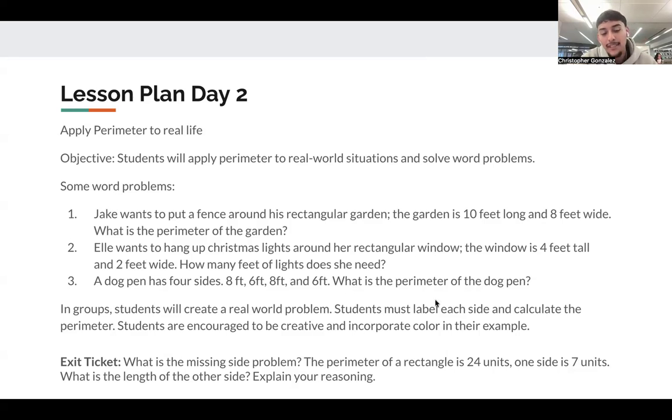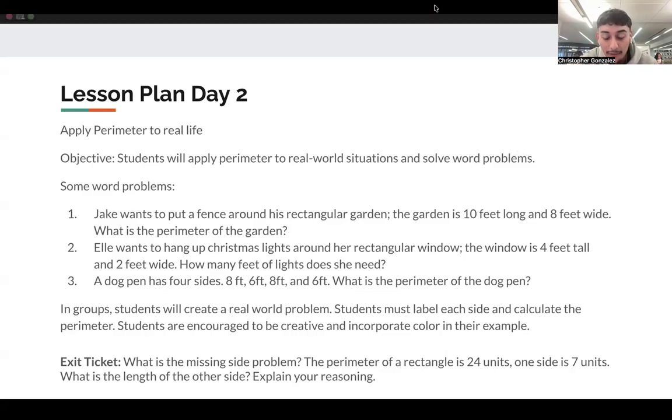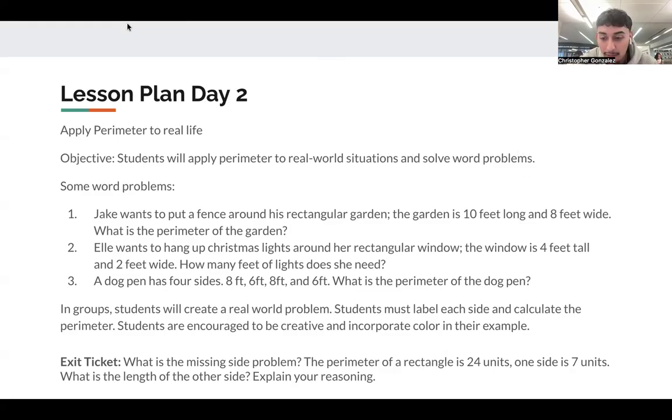And for lesson plan day 2, we will also be having an exit ticket. The exit ticket is, what is the missing side problem? The perimeter of the rectangle is 24 units. One side is 7 units. What is the length of the other side? Explain your reasoning.